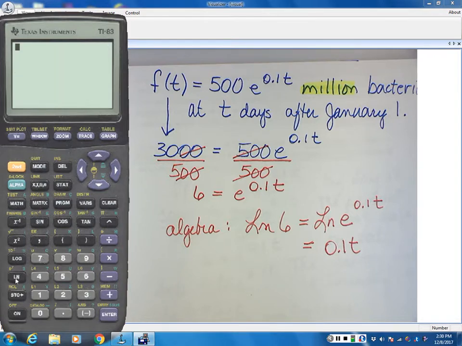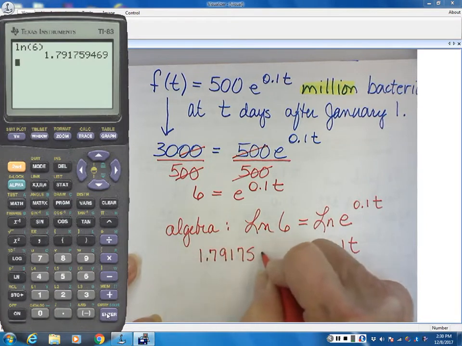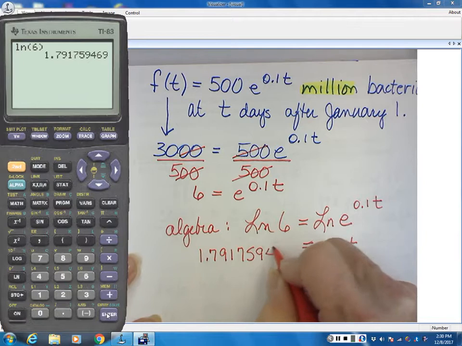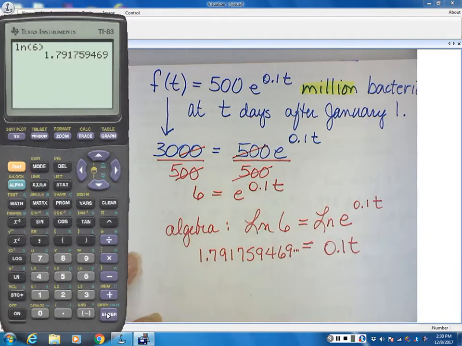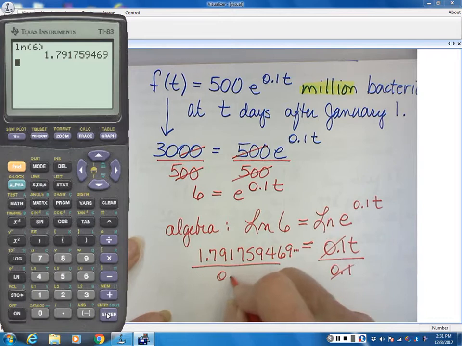And you find the natural logarithm of 6 by pressing the ln key, which is next to the number 4 key. And you get that decimal. And the way to solve this then is divide both sides by 0.1. And we'll have the value of t.